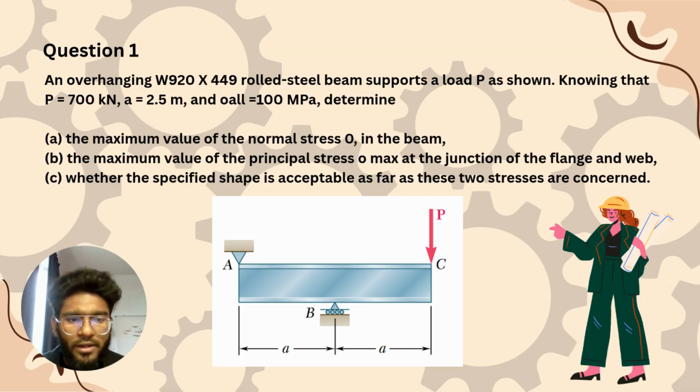Question 1. An overhanging W920 times 449 rolled steel beam supports a load P as shown. Knowing that P equals 700 kN, a equals 2.5 meters, and allowable stress equals 100 megapascal, determine A, the maximum value of normal stress in the beam. B, the maximum value of the principal stress at the junction of the flange and the web. C, whether the specified shape is acceptable as far as these two stresses are concerned.